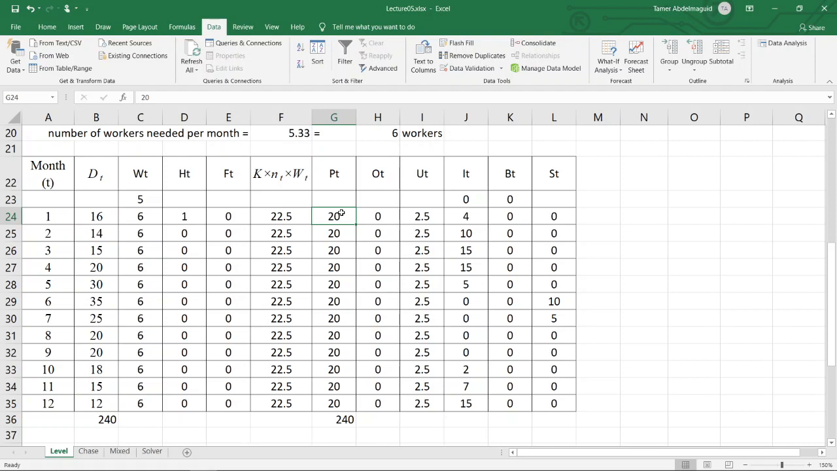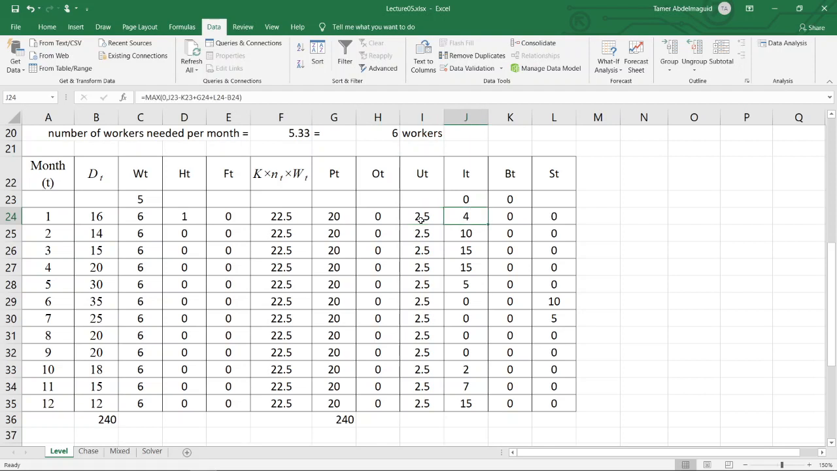Now, if we decide to maintain that fixed level of production, this means we will not have overtime production in any month, and we are going to have undertime production of 2.5 aggregate units, which is simply the difference between the available capacity, the total number of aggregate units that we can produce, and the quantity that we decided to produce in a given month. This difference will give us the under capacity, the unused capacity, expressed in terms of the number of units.